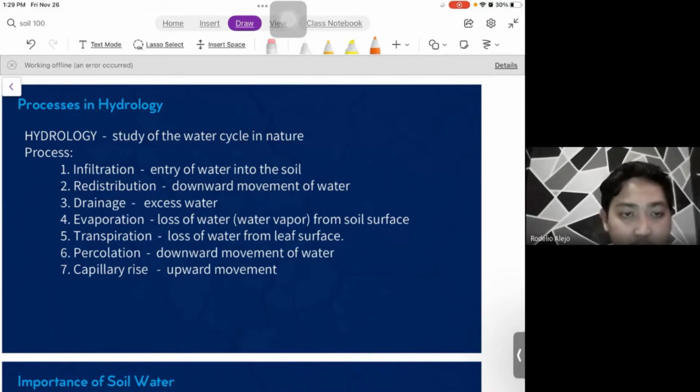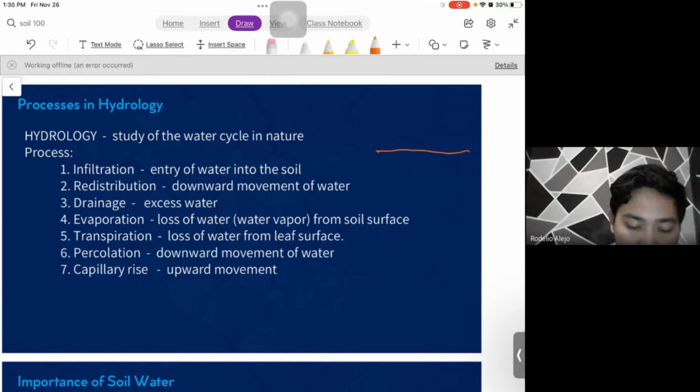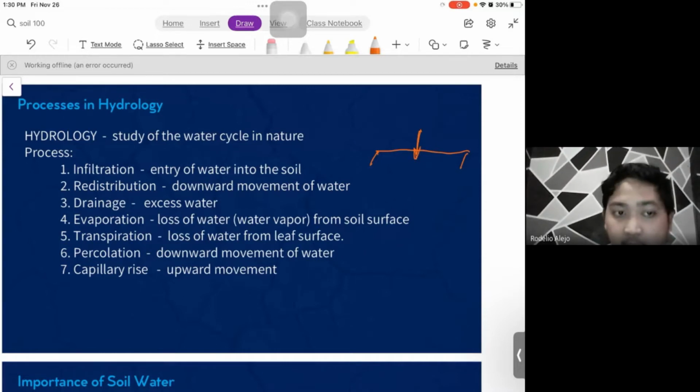So first process is infiltration. Infiltration is simply the entry of water in the soil. So if this is the soil, the entry of the water through the soil is what we call infiltration. Then we have what we call redistribution, which is the downward movement of water. So redistribution is somehow similar to percolation. Once the water enters the soil, the downward movement within the soil is what we call percolation, or yung ating redistribution.